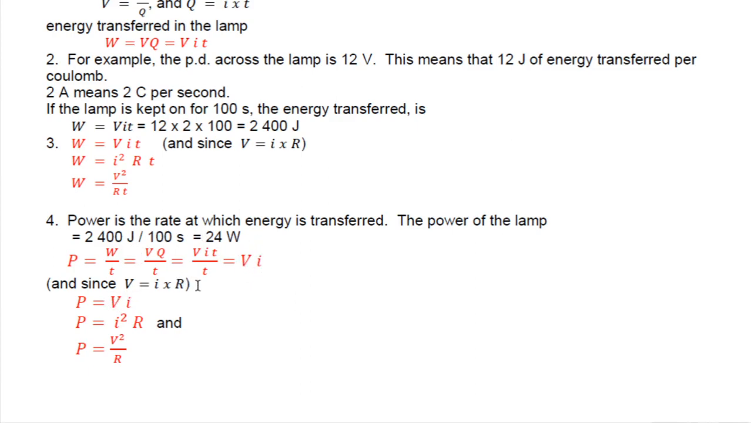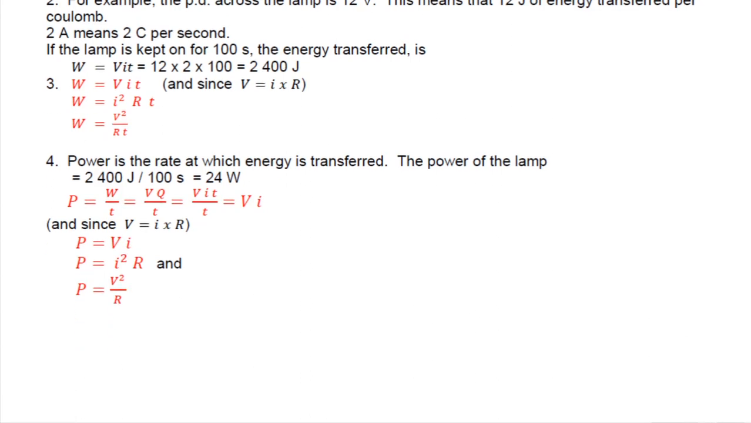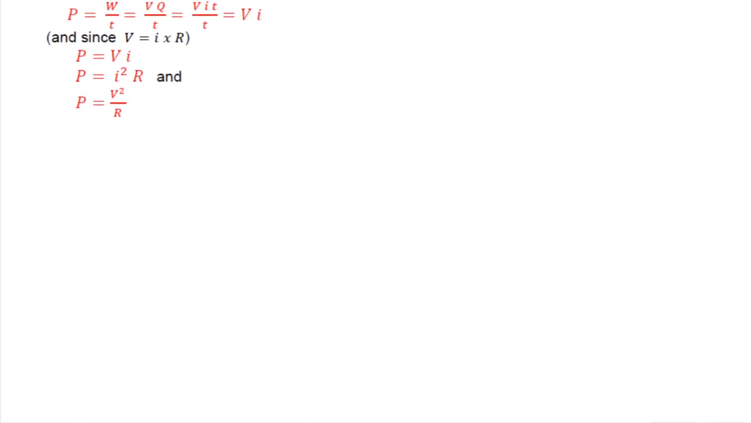Since V is equal to IR, we can now say power also is equal to I squared R. We are substituting for IR right there, so it's going to be IR times I, giving you I squared R. Then substituting for I, V over R becomes V squared over R right there. So these are the formulae that we apply when finding the power.